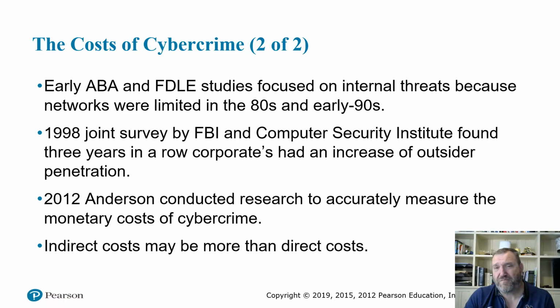FDLE did a study focused on internet threats in the early 80s and 90s. There was a 1998 joint study by the FBI and the Computer Security Institute. It found that 3 years in a row, corporate outsiders had an increase of outside penetration. But they also found that there was a lot of inside assistance: network administrators, people like that on the payroll that would open up a port here or a port there that would allow it.